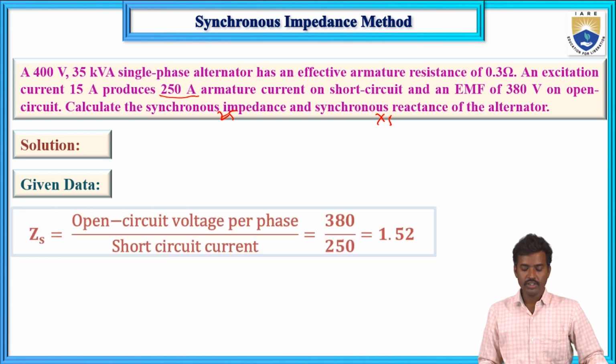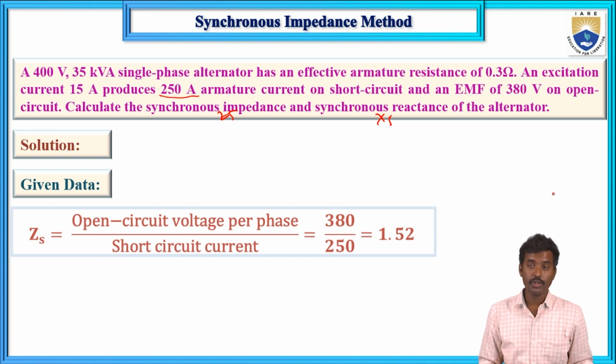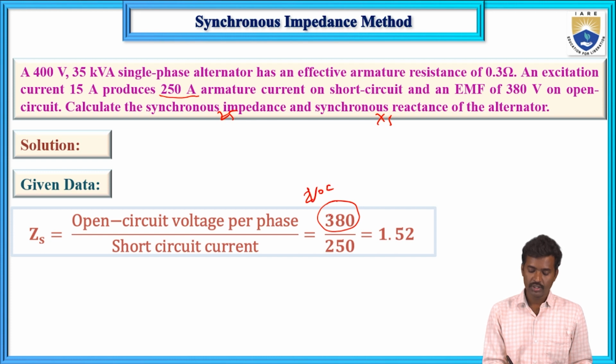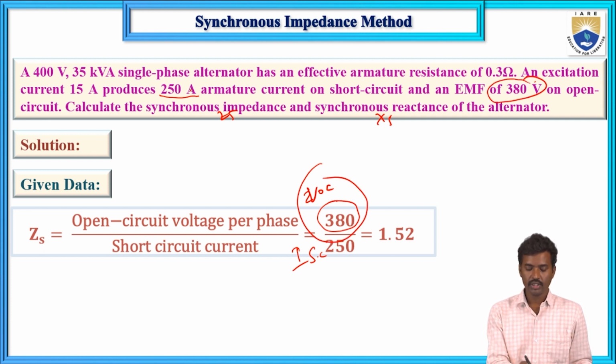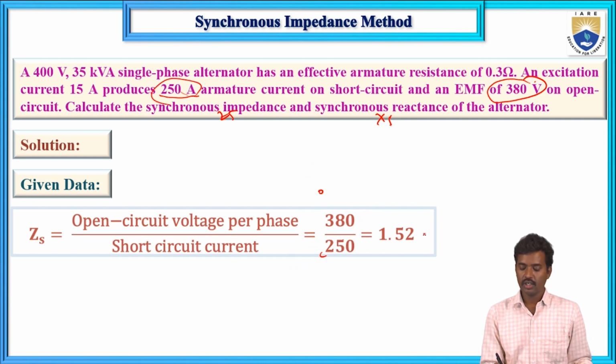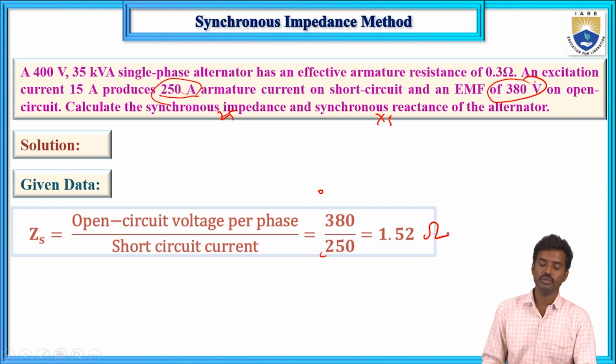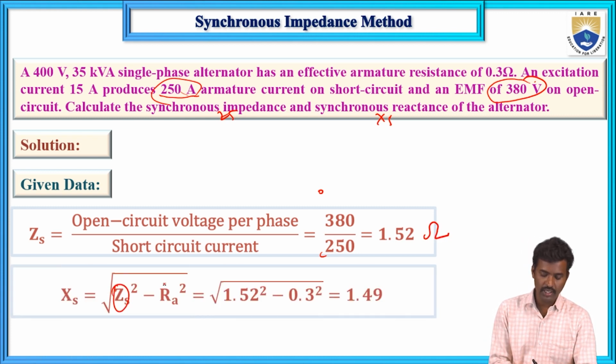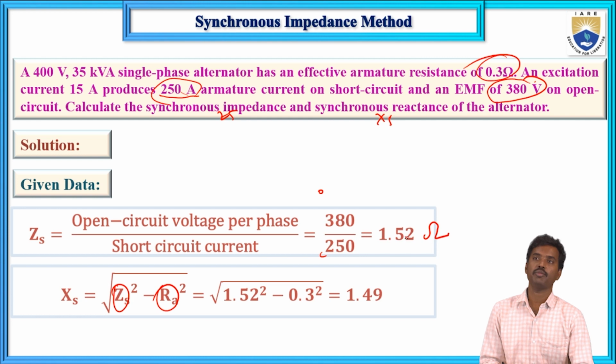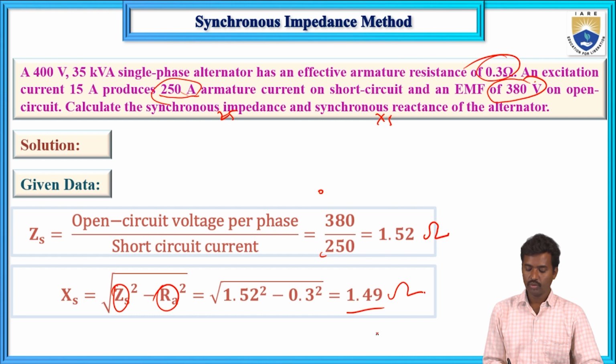Here ZS can be calculated from the open circuit voltage and short circuit current. The open circuit voltage is VOC and the short circuit current is ISC. VOC is the EMF on open circuit test, 380, and this is the short circuit current, 250. 380 by 250 gives 1.52 ohms. Next XS can be calculated from ZS and RA, the armature resistance from the DC resistance test, 0.3 ohms. Now XS is 1.49 ohms.